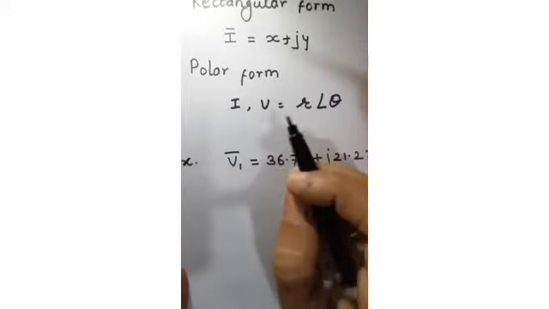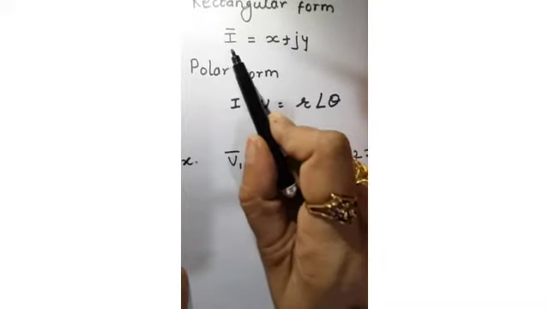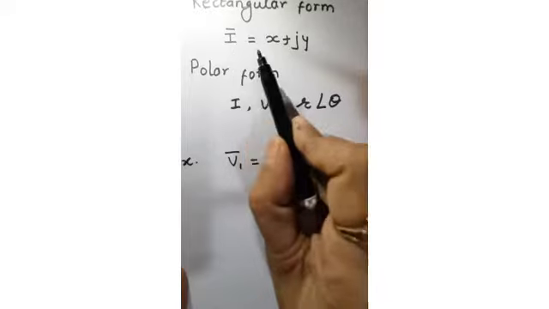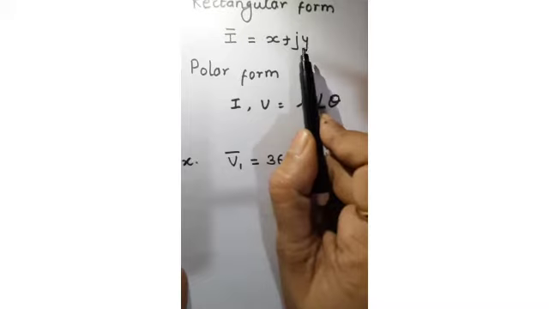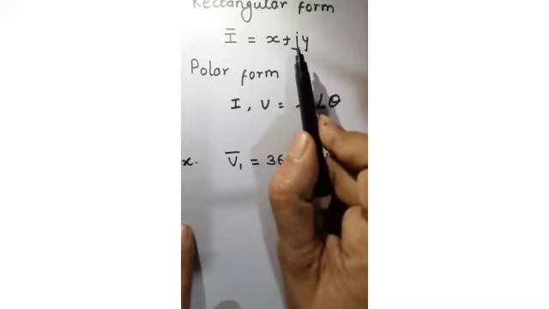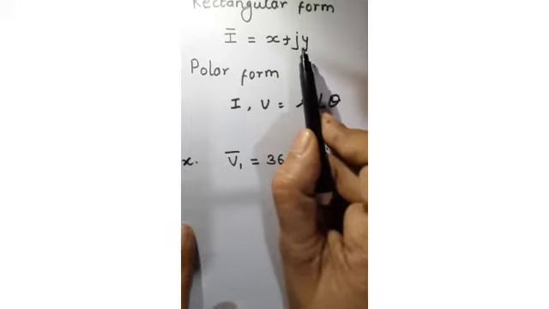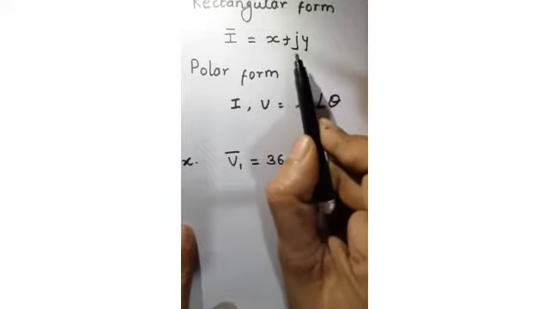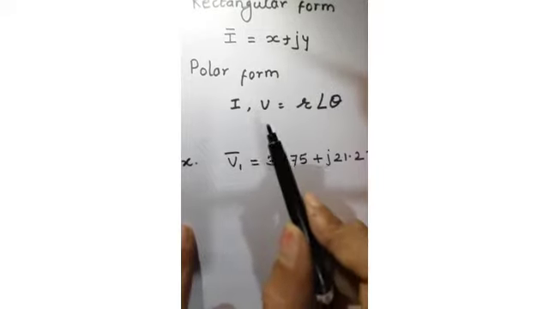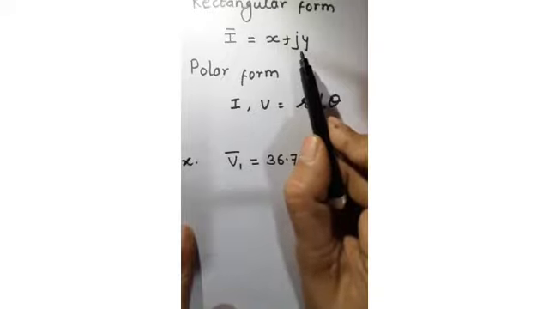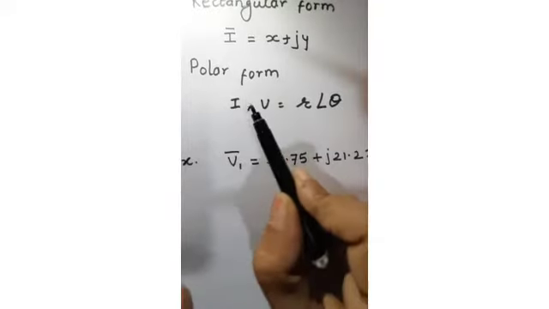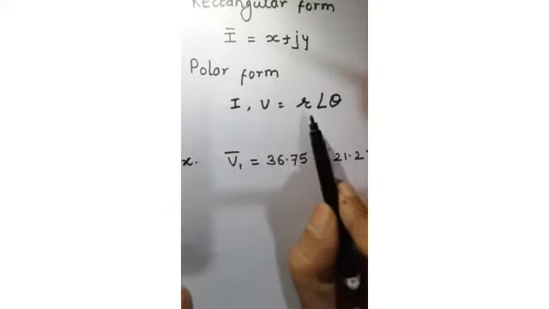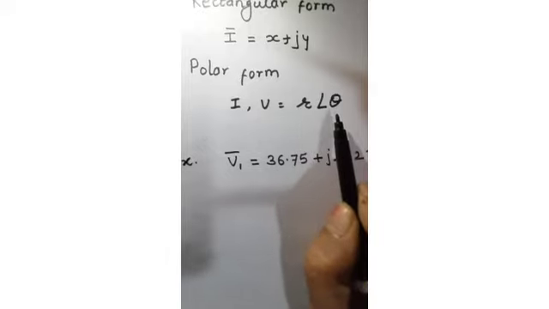One is rectangular form. In rectangular form, suppose this is current I, then it can be represented as x plus iy. But in electrical engineering, that small i is reserved for instantaneous current, so we will always use small j to represent the imaginary term. This is the real term, this is the imaginary term. In polar form, this voltage or current will be equal to r angle theta. R is the magnitude and theta is the angle.